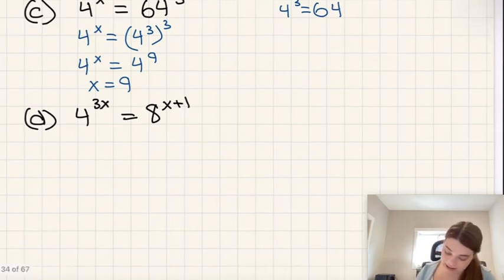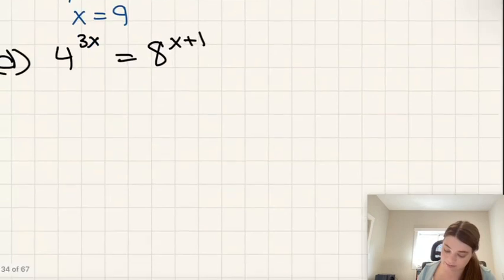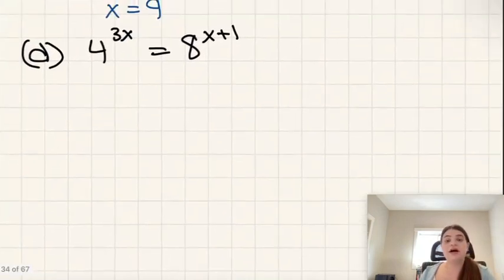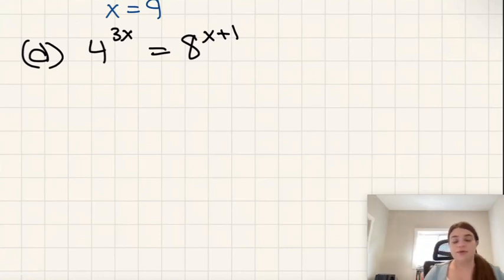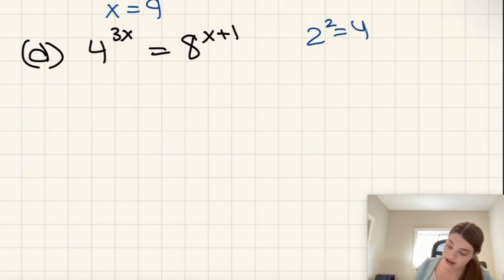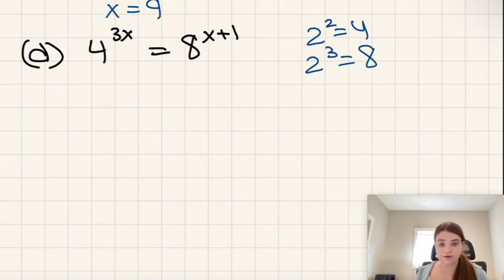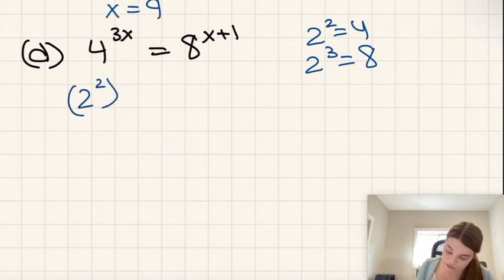All right, last but not least, we have 4 and 8 as our bases here. Now, it's not really going to be easy to make them both 4 or make them both 8. However, we can make them both 2, right? Recall that 2 squared is 4, and also that 2 cubed is 8. So therefore, we can switch the 4 to 2 squared. So 2 squared to the power 3x is equal to 2 cubed to the power of x plus 1.